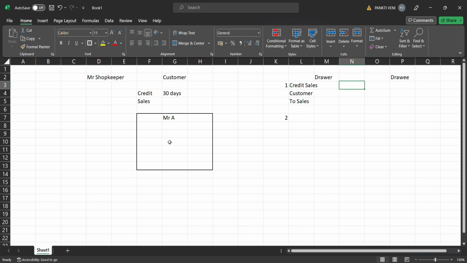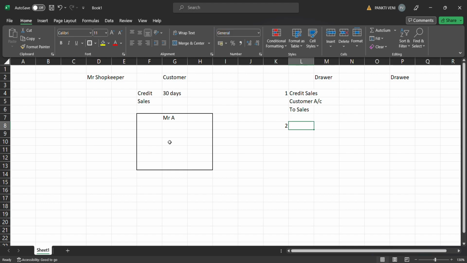Now coming back to our journal entries. The first journal entry will be related to credit sales: customer account debit to sales. Credit what goes out, so customer account debit to sales.